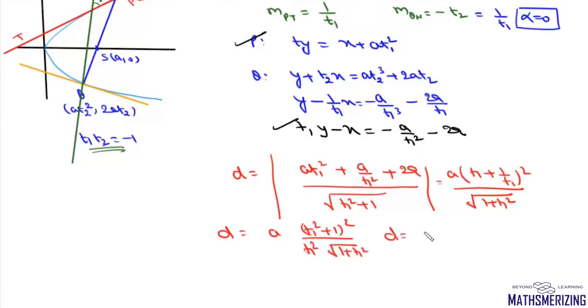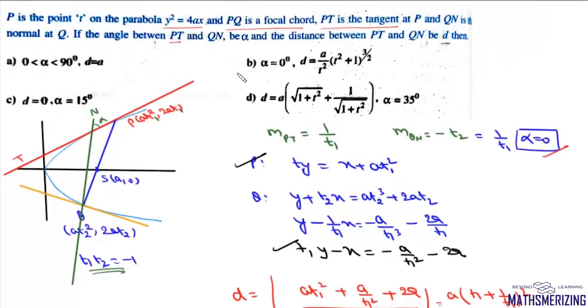So we can write this distance as a times t1 square plus 1 to the power 3 by 2 upon t1 square. So the value of alpha should be 0 and the value of d should be a times t1 square plus 1 to the power 3 by 2 upon t1 square, which is your option number B.